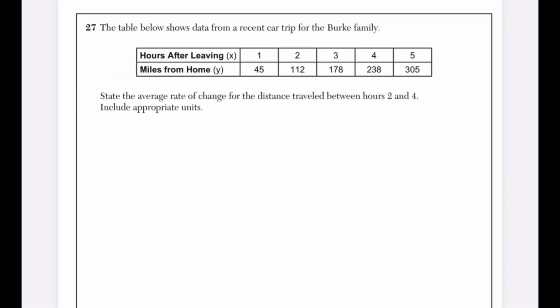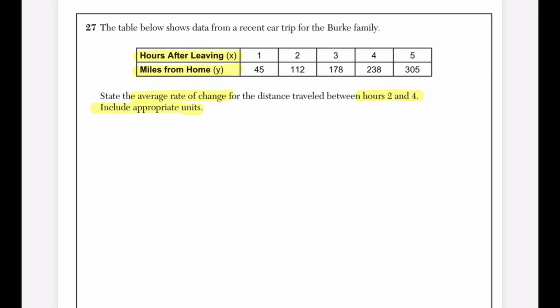It shows us a table that shows data from a recent car trip for the Burke family, and it's showing us how the hours after leaving are going to affect the miles that they are from home. And the problem wants us to state the average rate of change for the distance traveled between hours 2 and hours 4, and we have to include appropriate units in our answer.